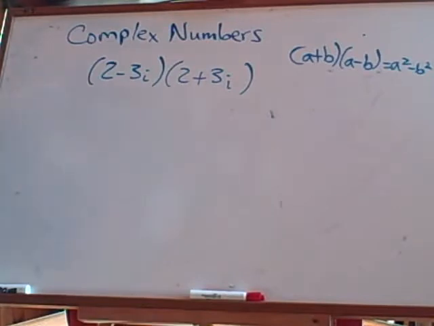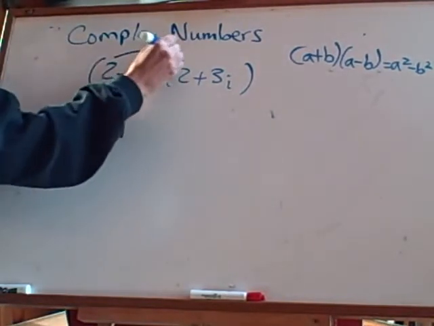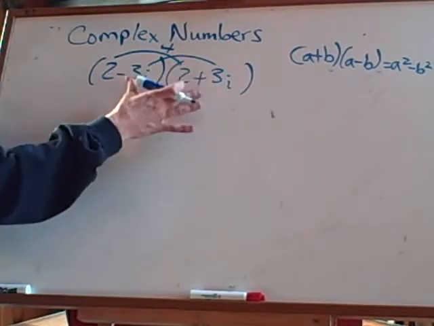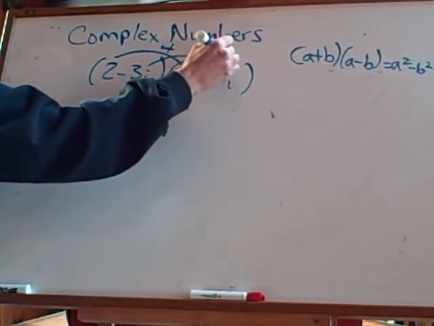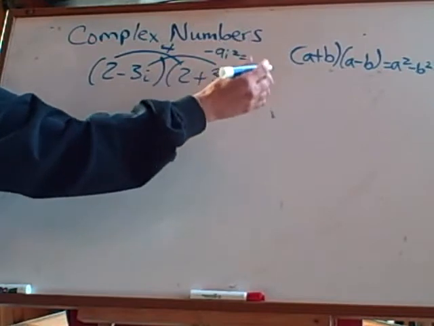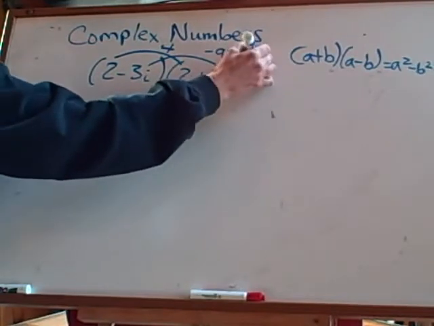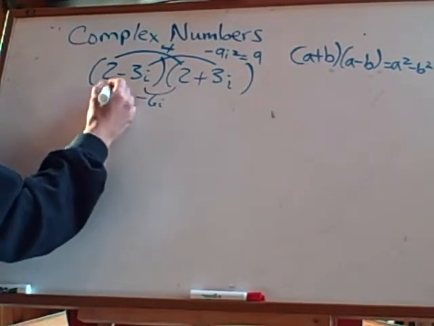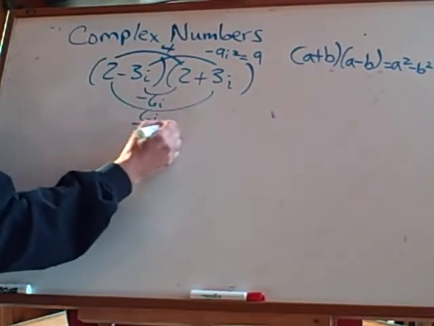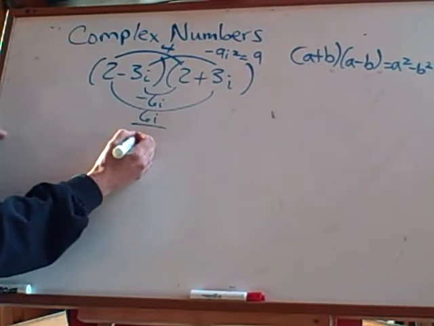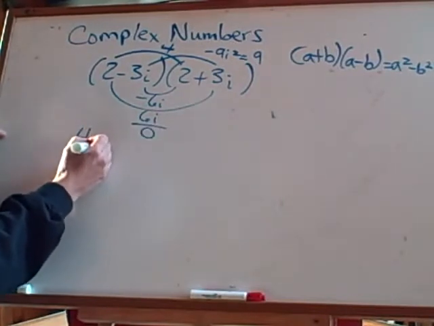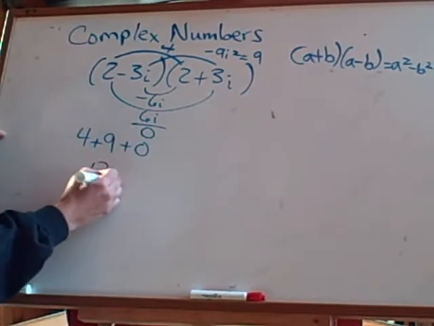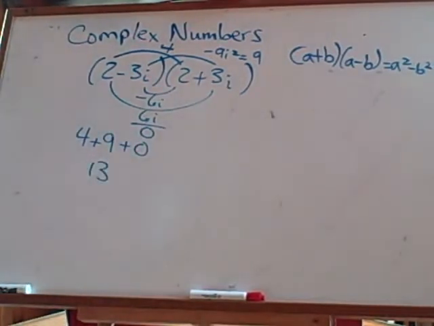So let's do our FOIL. 2 times 2 is 4. -3i times 3i is going to give me a -9i squared, which would equal what, Brandon? Positive 9. So this is -6i, this is +6i, so what am I going to get when I add those puppies? 0. So I end up with 4 plus 9 plus 0, so I get 13. Is that sweet or what?